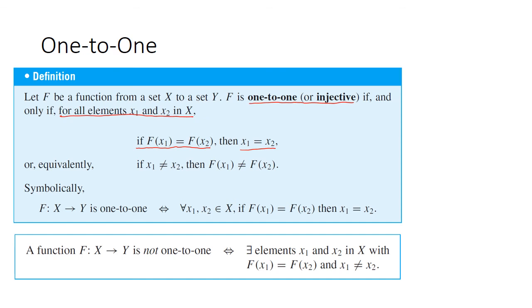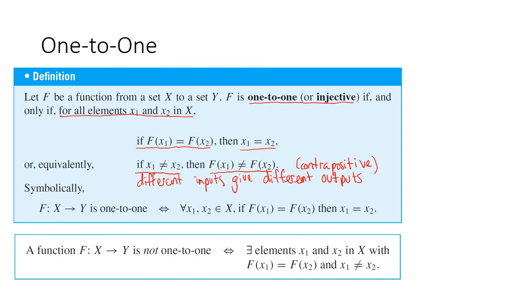So another way to say that, if you want to say it as the contrapositive, because it's an if-then statement, you can always form the contrapositive. Then remember, you switch the order of the if and then, and you negate each little part. So that would be if x1 does not equal x2, then f of x1 does not equal f of x2. And I think this version is the easier way to understand it. So basically what this is saying is different inputs give different outputs. Different inputs give different outputs.